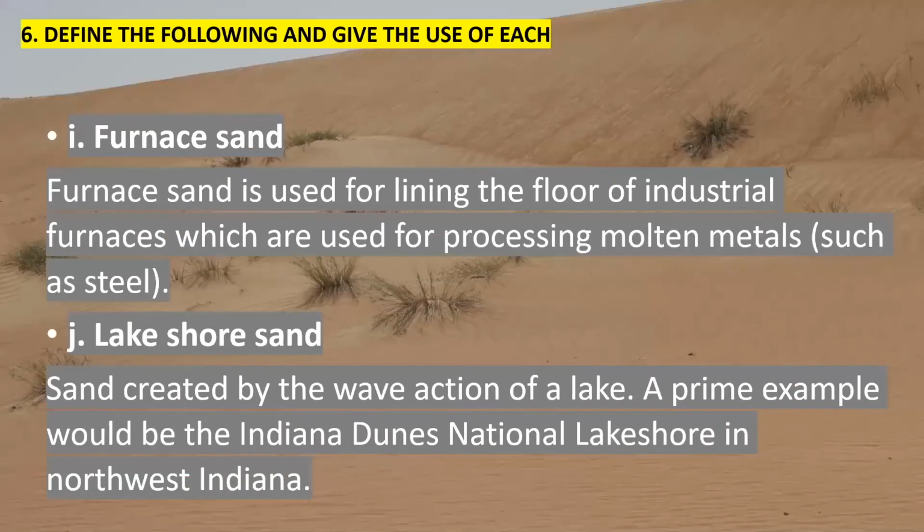The furnace sand is used for the lining of the floor of industrial furnaces or ovens, which are used for processing molten metals such as steel. And then the lakeshore sand is created by the wave action of a lake. A prime example would be the Indiana Dunes National Lakeshore in Northwest Indiana.